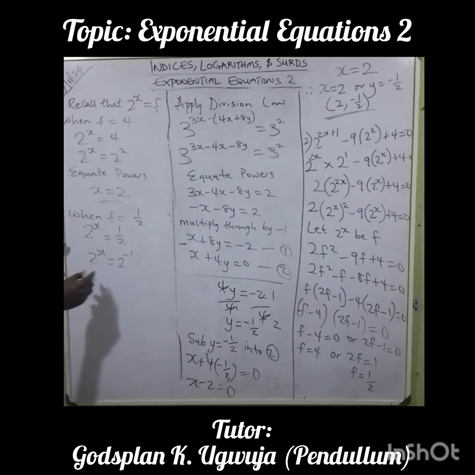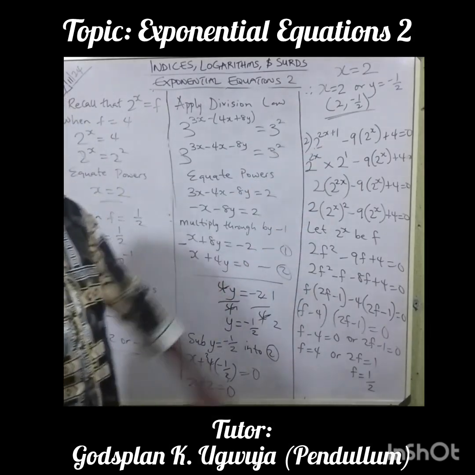Now, in this case, again, we equate powers. We equate powers such that x is equal to minus 1. If you're equating powers, that means they're cancelling out the base. So our two answers are x is equal to 2 or minus 1. These are our two possible solutions for this.